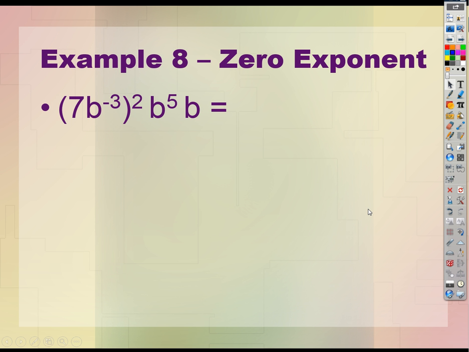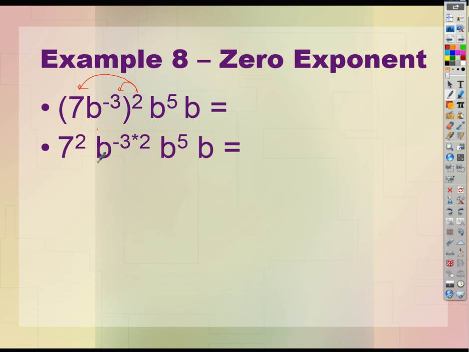Okay. What about this one? Yikes. What am I going to do there? Haley, what am I going to do there? Let's start with this guy over here. Looks like a product of 2 things to the power of 2. So what can I do with that? Multiply. Good. So I'm going to distribute, right? So the first step is going to be, I get 7 squared times b to the, and I should have parentheses around this. They should be like that. B to the -3 to the 2.